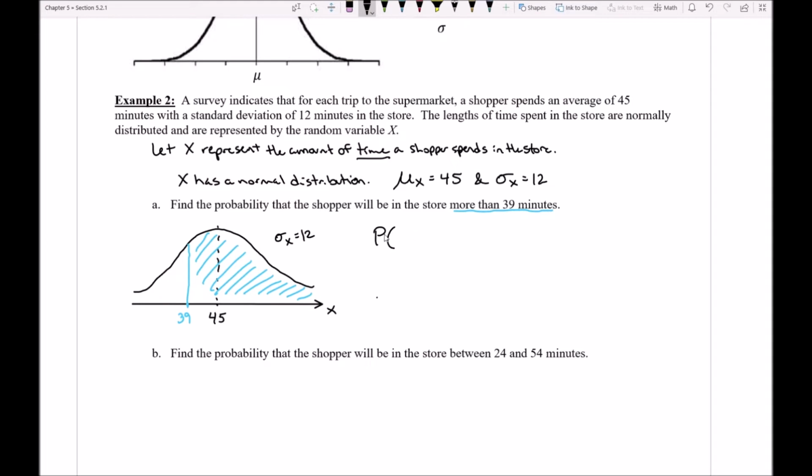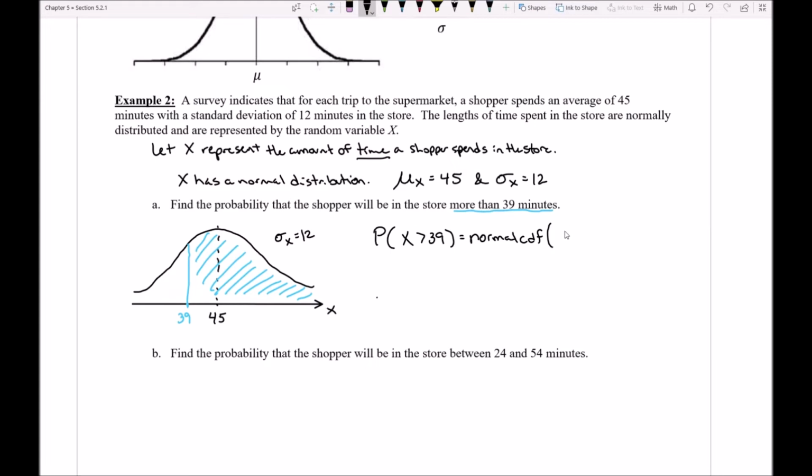probability. First, let's write out our probability notation, as we're always required to do on probability questions. So we want the probability of x, which is the amount of time the shopper spends in the store, to be more than 39. That's what we want. Now, to find that, we're going to use a calculator command called Normalcdf. Now, the way that Normalcdf works is it requires 4 different inputs. The first and the second input are meant to communicate the left and the right side of the blue space, so where the blue space starts and where it stops.